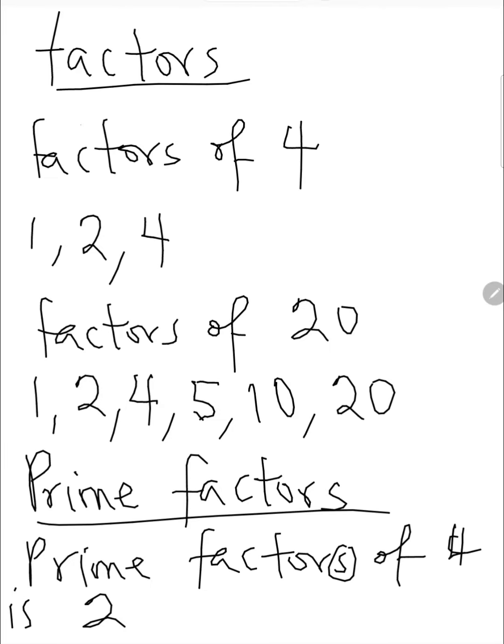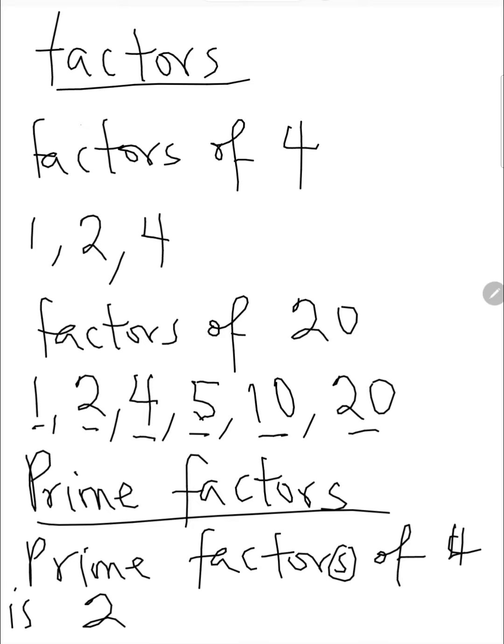Now let's look at the prime factors of 20. Let's go back and look at the factors of 20. So the factors of 20 are 1, 2, 4, 5, 10, 20. Now 1 is not a prime number, but 2 is a prime number. So the prime factors of 20 include 2.